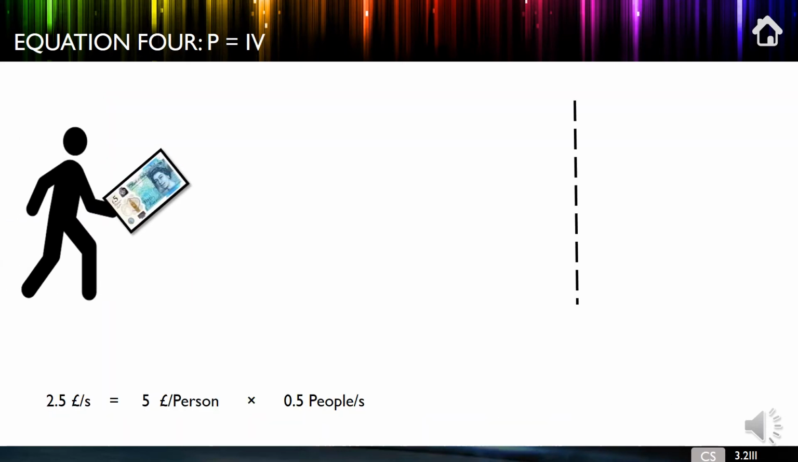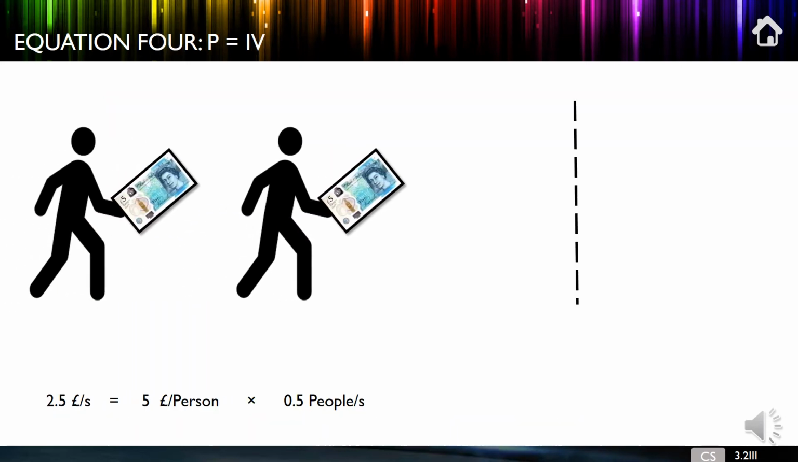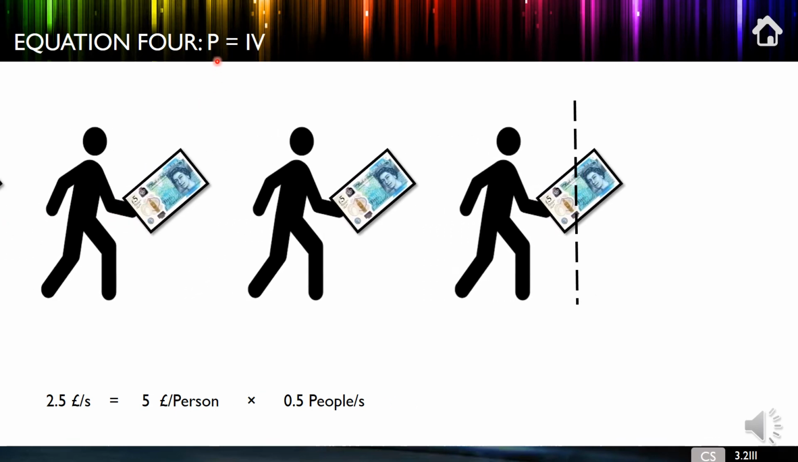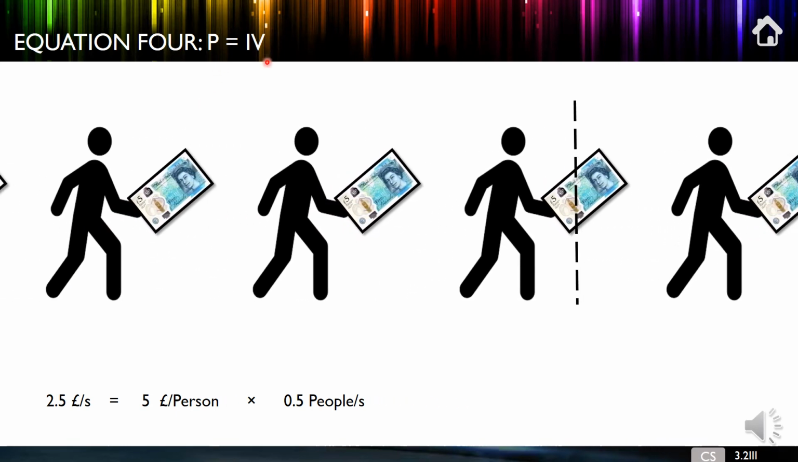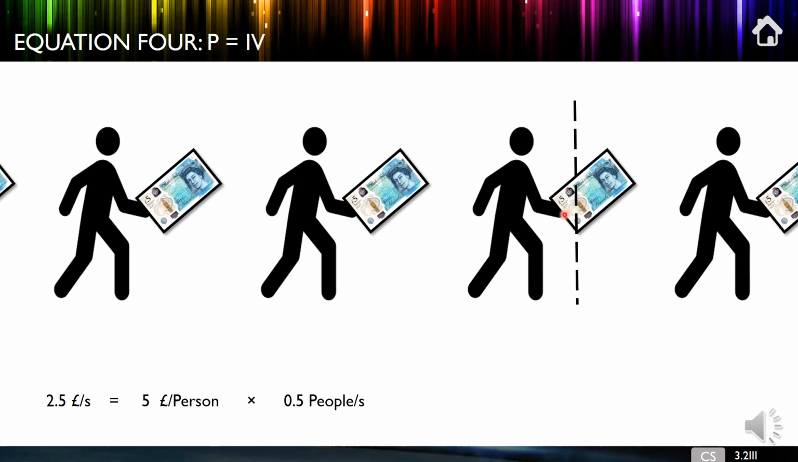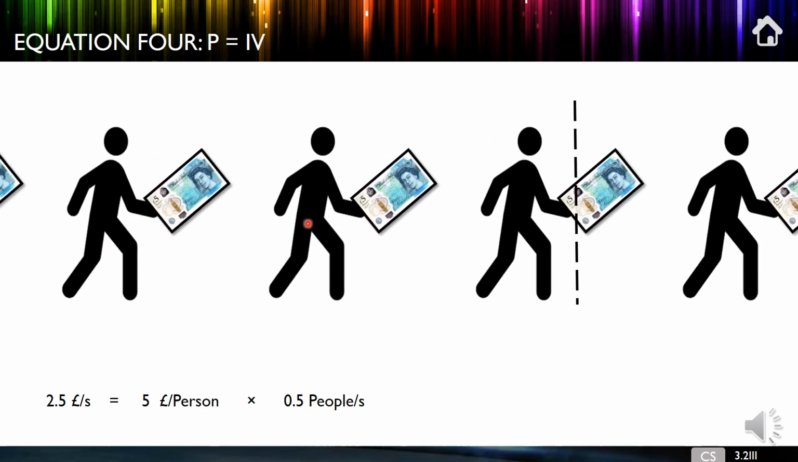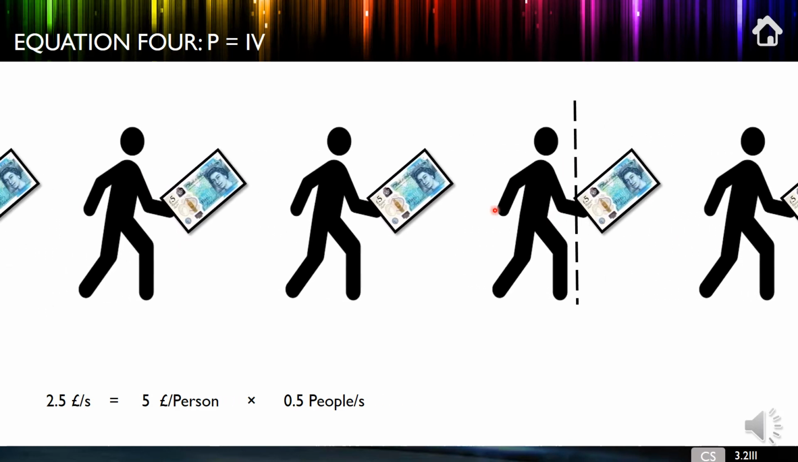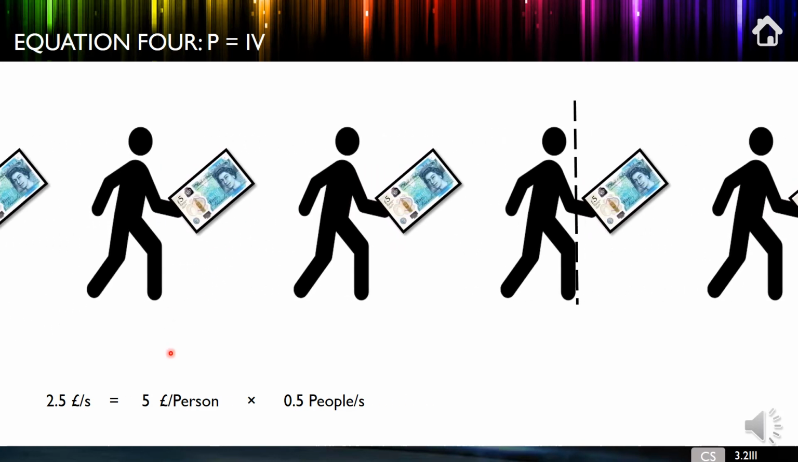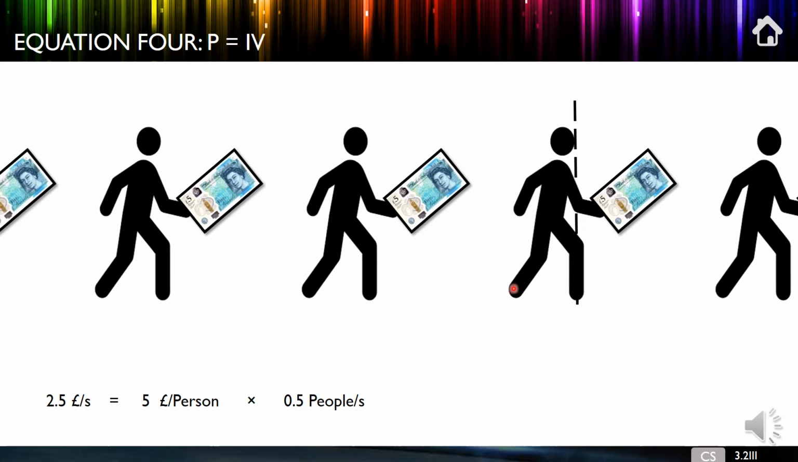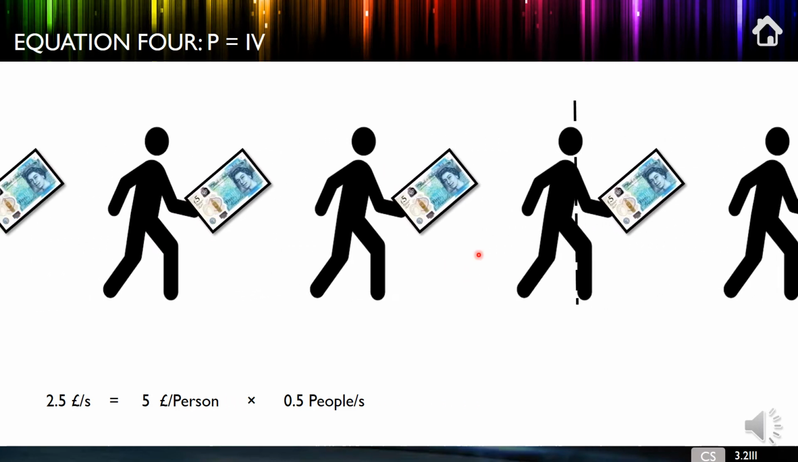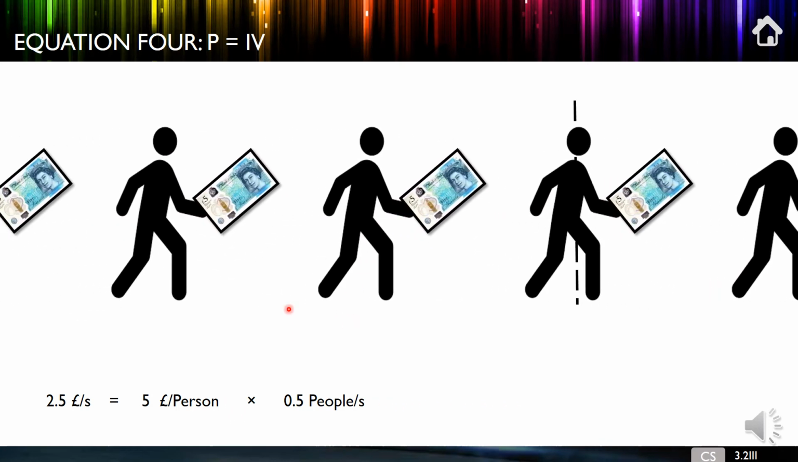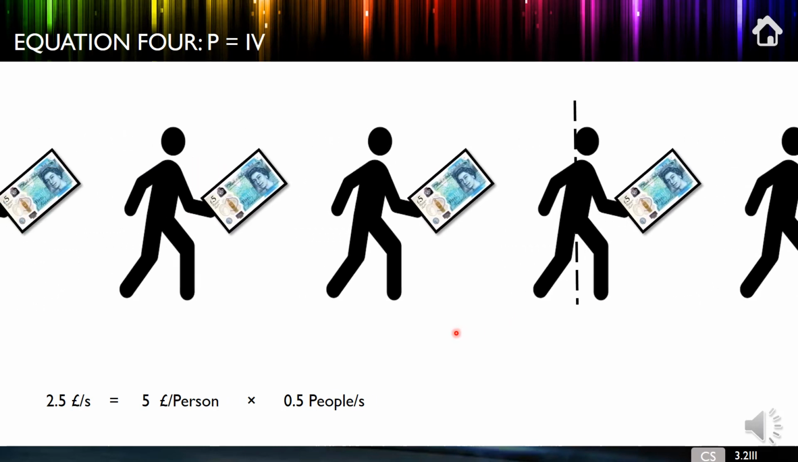So here we have one of the more complicated formulas to really get your head around, which is power equals current times voltage. So here we think of a nightclub or a soccer stadium or something like that, and we've got a certain number of people paying their admission. They're all paying £5, and we've got half a person per second, or something equivalent. It could be 100, but we're just showing half a person per second here entering the ground.